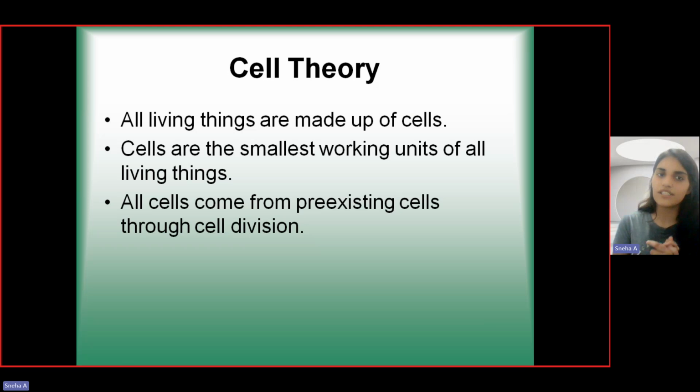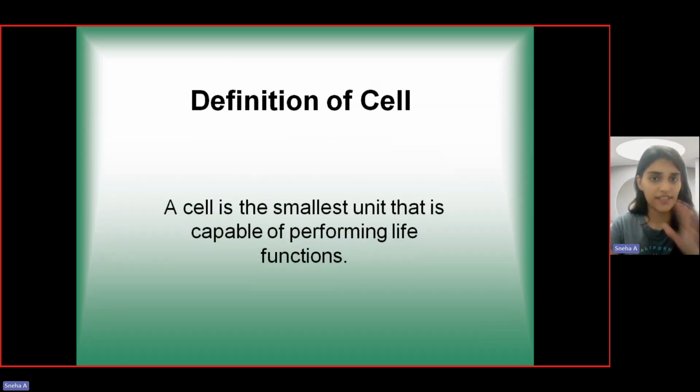The cell is the smallest unit and all living organisms are made up of cells. Now, what is the definition? As I've already told you, a cell is the smallest unit that is capable of performing life functions. For us, cells join to make tissue, tissues join to make an organ, organs join to make an organism.